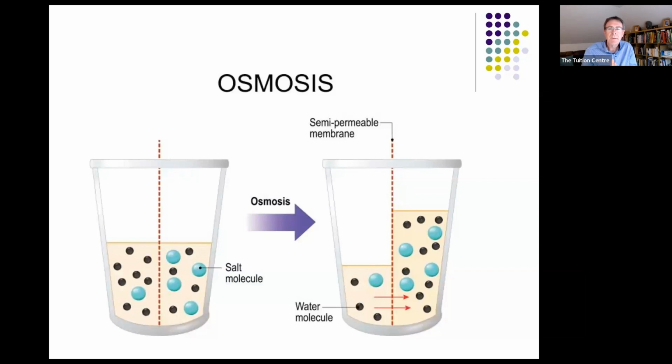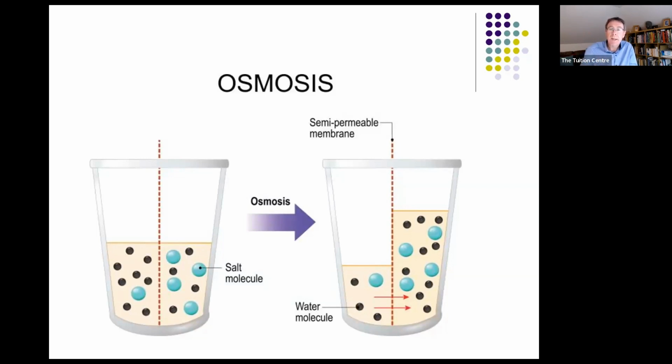Now, it's weird because that left-hand side solution is what we call a dilute solution, but it's a high concentration of water. That makes sense. On the right-hand side is what we call a concentrated solution. It's concentrated because it's got a high salt concentration, but actually it's got a low water concentration.